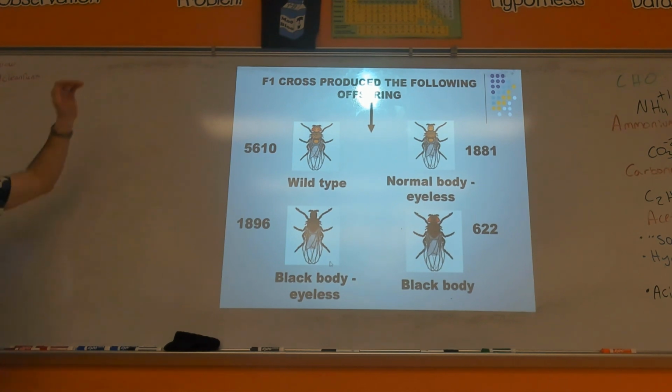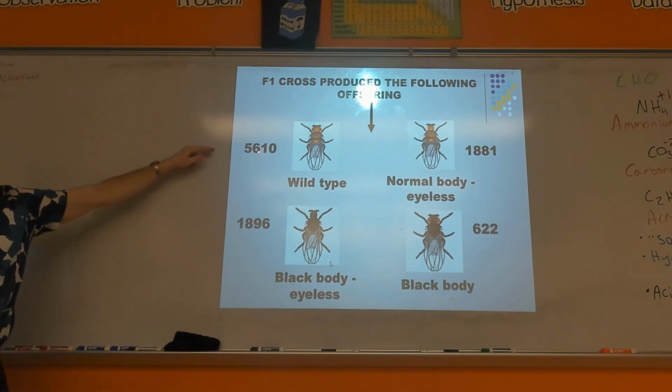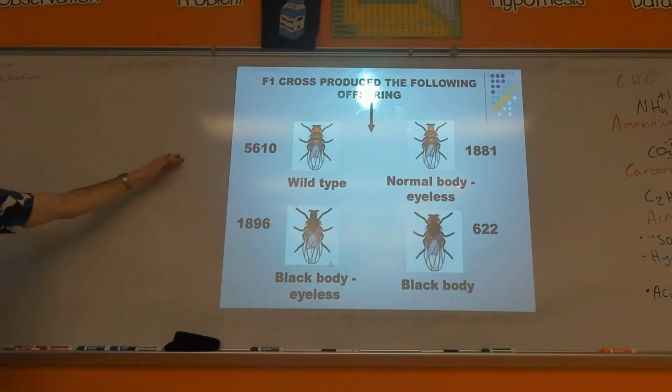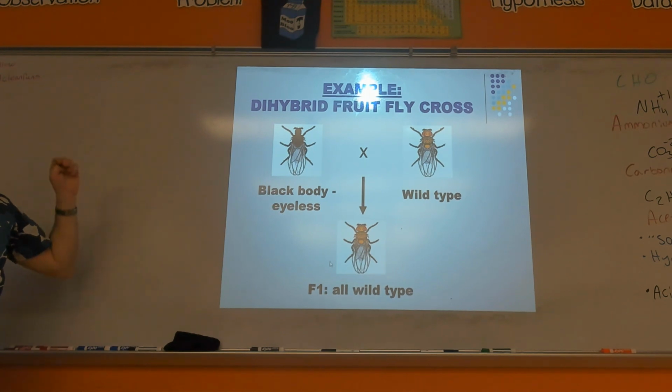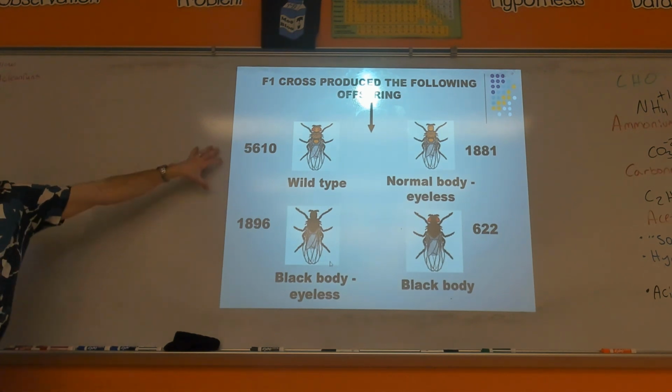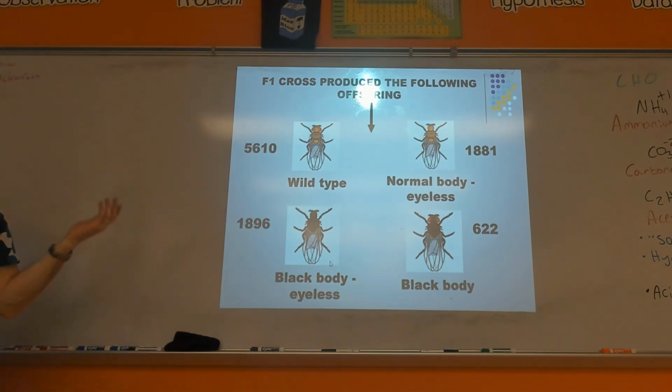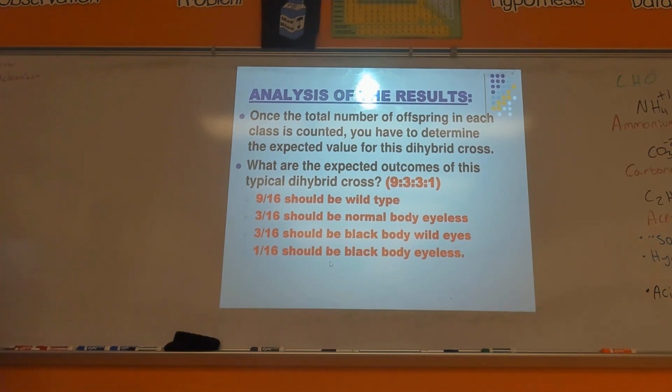Then you cross the F1s together, and when you do that, you end up getting this many wild types, so a whole bunch, 5,000 something wild types. You get this many normal body but eyeless, this many black body wild eyes, and this many black body eyeless. So the question you're trying to answer here is, are the gene for body and the gene for eyes linked or unlinked? Using these numbers, these would be your observed. What you need to figure out is your expected.